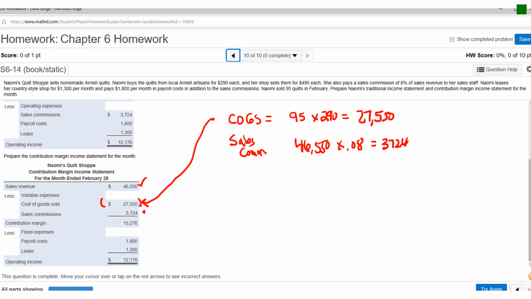So sales minus variable cost equals contribution margin, and then everything else is fixed. Subtract out your fixed cost. You've got payroll, which is fixed, at $1,800, and you've got the lease, which is fixed, at $1,300, and then there's your operating income of $12,176.